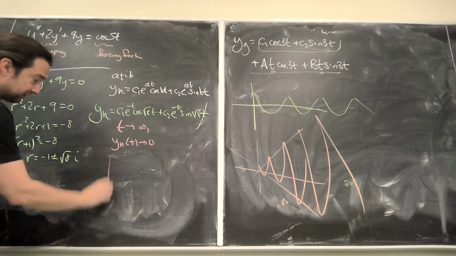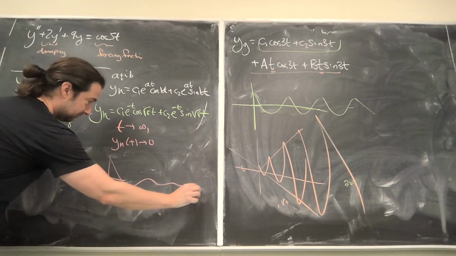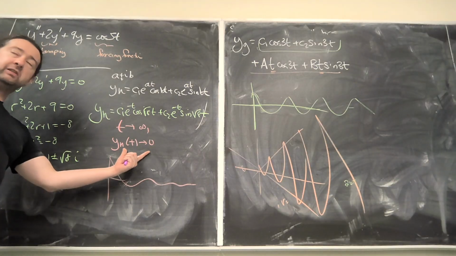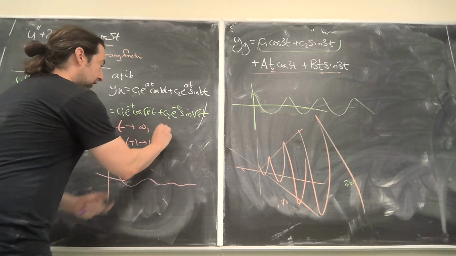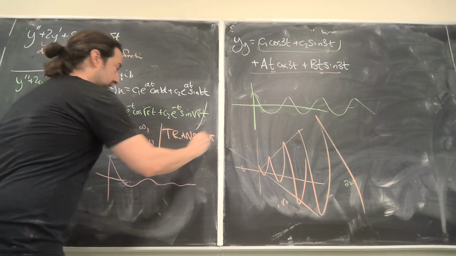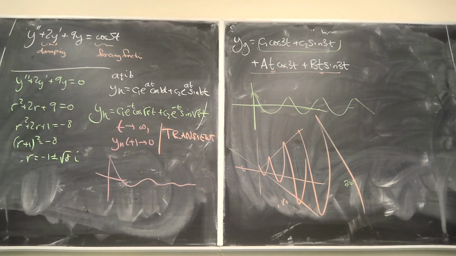This particular one kind of looks like this. You've got oscillators that are sort of doing that kind of thing. So solutions that disappear as time goes on are called transient solutions. They're here for a while and then they decay.